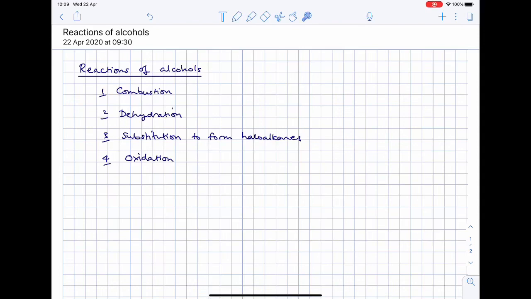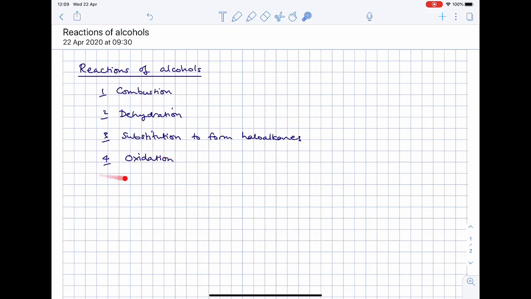Okay, so we're going to look at the main reactions of alcohols, and there are four of them that are in the syllabus. Two of these we already covered, which is dehydration of alcohols to make alkenes and substitution to form haloalkanes, so I'll do those at the end. Combustion is very similar to the burning of alkanes reaction, although the only difference is that you've got oxygen in the alcohol to consider when balancing the equation.